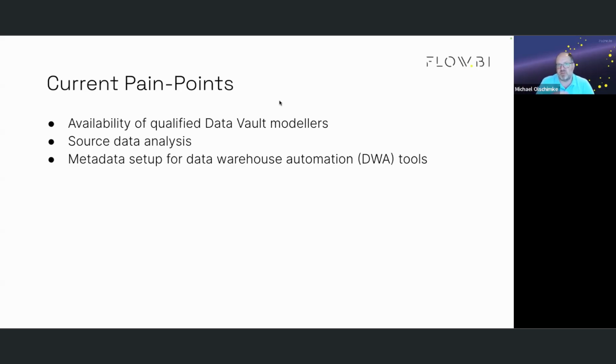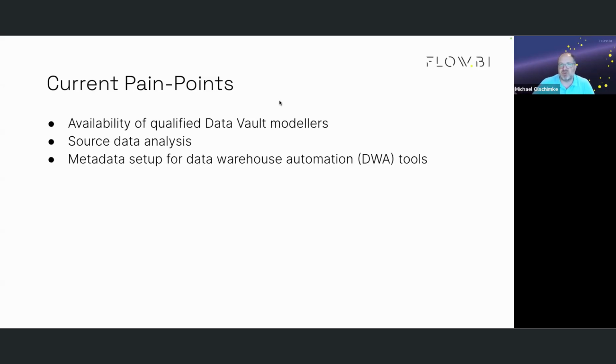If you feed bad metadata or bad templates into the solution, then your code will be as bad as your metadata or the template essentially, right? So you need to understand how to set the metadata for the respective tool. You must have the tool knowledge to set the metadata essentially. Those are the pain points, I would say, if I'm focusing on the raw Data Vault alone, right?